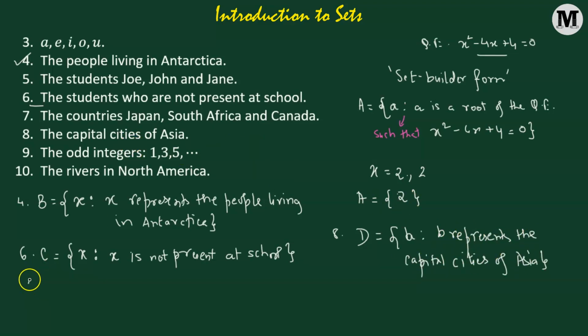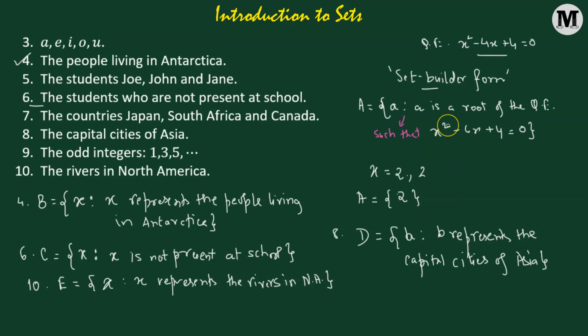And finally number 10, let's say we denote it by the letter E. E is the set containing the rivers in North America, which we are going to denote by the letter X, such that X represents the rivers in North America. So these are the two different ways of representing a set. We can either use the set builder form or we can use the tabular form. Either way, both of them are correct.